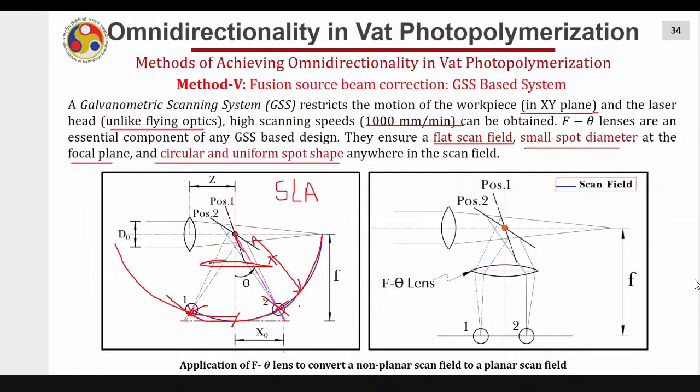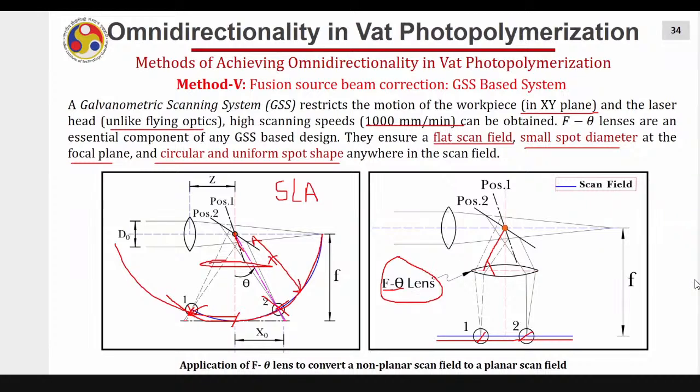Now, what is the solution? The solution is using the F theta lens. If an F theta lens is used, it just projects the light downward at whatever angle it is falling. So the focal length depends on theta. Theta means the angle at which the beam is incident on it. And hence it is always on a flat line. It is always on the flat line, and it is maintained. That is called an F theta lens.